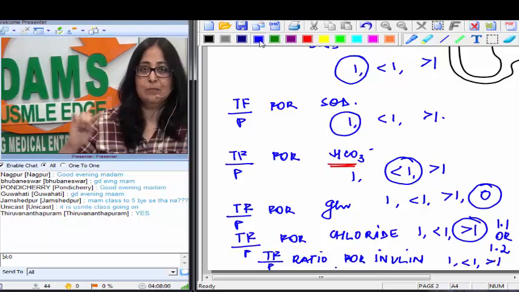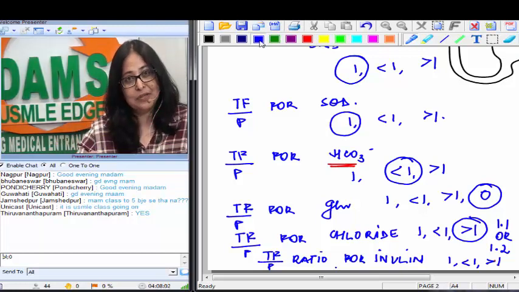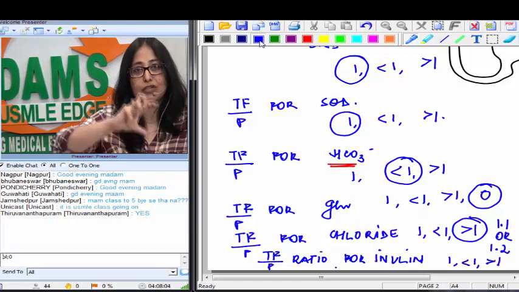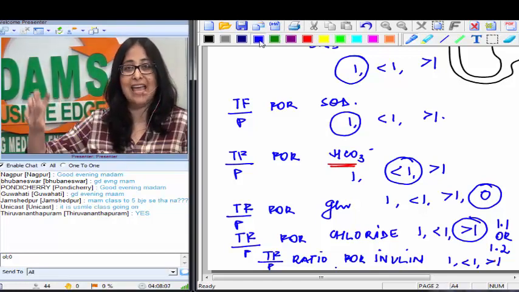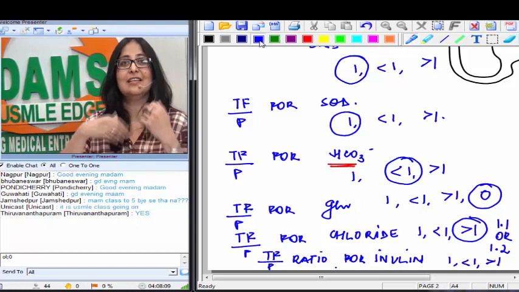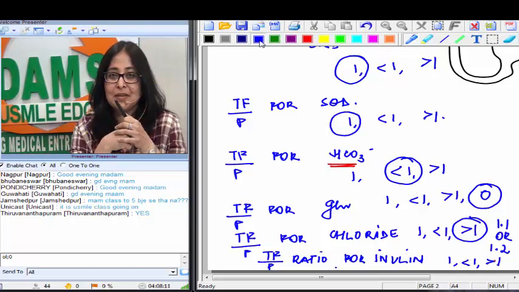Inulin is not getting reabsorbed, but water is getting reabsorbed. So what is going to happen to the concentration of inulin at the end of PCT? This increases, right? Why does it increase?